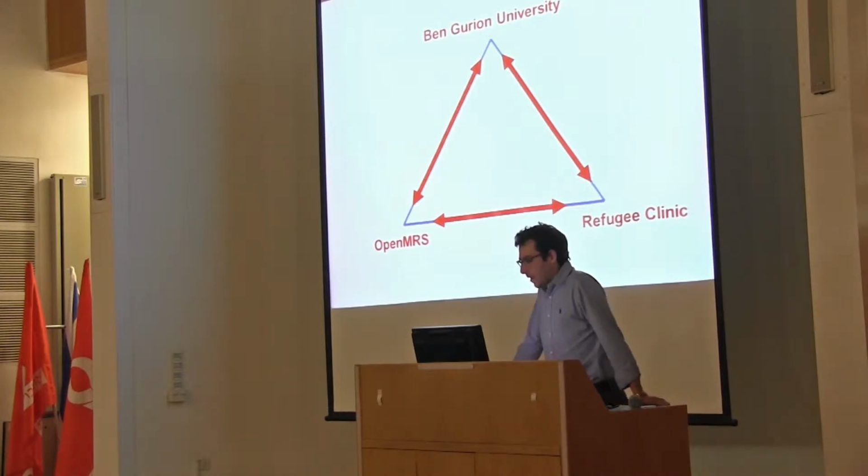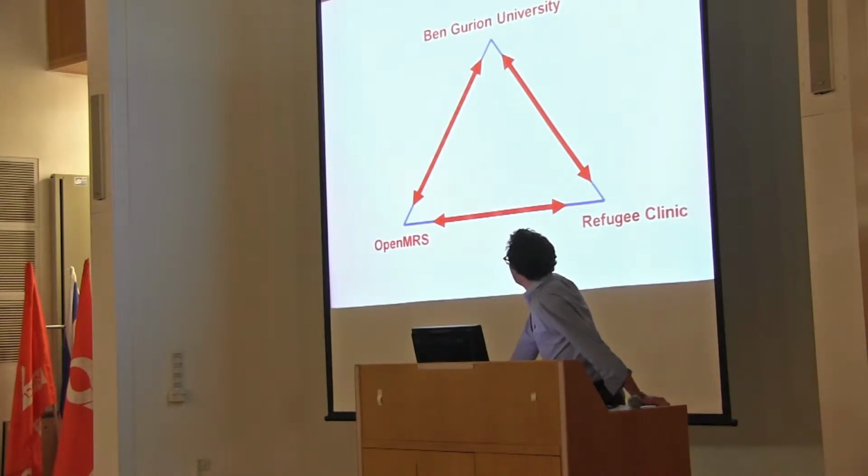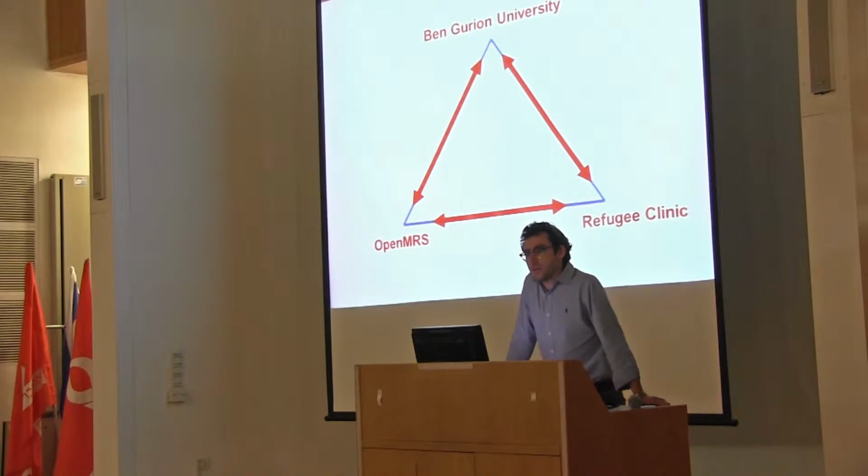And so the high level, and we'll come back to this picture, is that I put together a group of Ben Gurion students, me being one of them, others coming from the other side of Ben Gurion over in the information systems department, OpenMRS, which is an open source electronic medical record software, and then the Refugee Clinic up in Tel Aviv. And so there's been this really great sort of symbiotic relationship between everybody where everyone's benefiting, everybody's gaining, and we've managed to do some cool stuff.